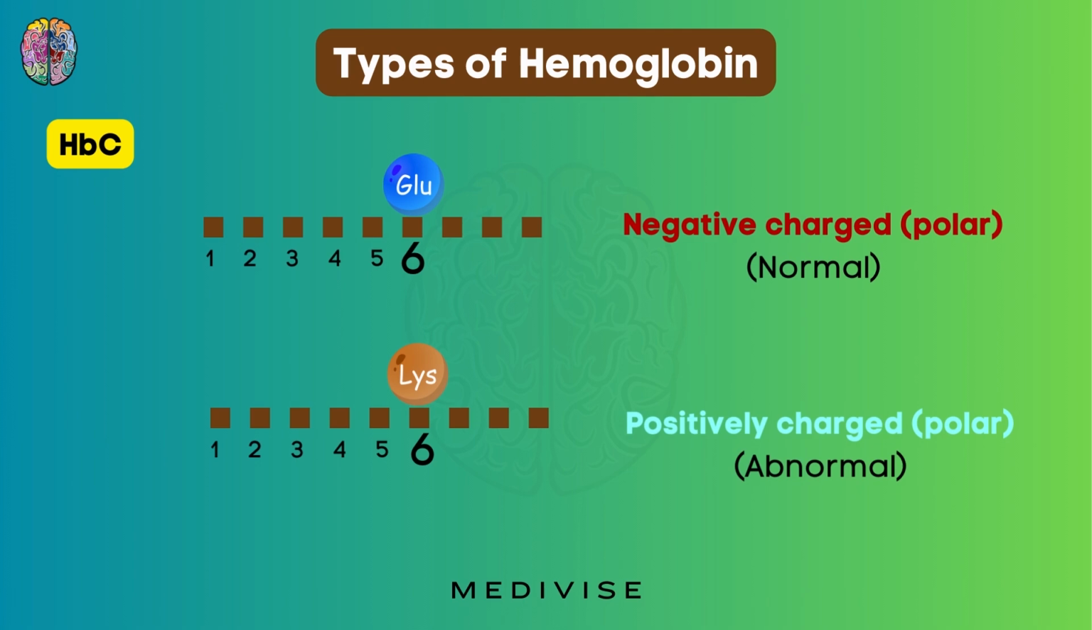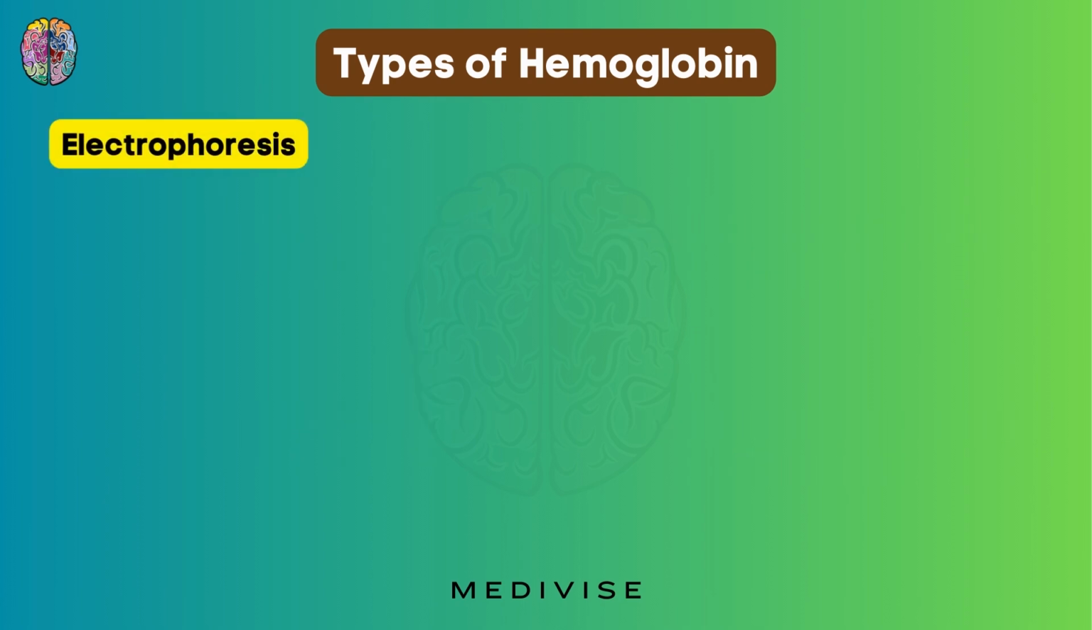And you know that if a thing is negatively charged or positively charged, in both cases it is polar. So normally it is negatively charged or polar. HbC is when it is positively charged and is also polar, and HbS is when it is replaced by valine, where there is no charge or it is non-polar. Now let's see how each of these will look on electrophoresis.